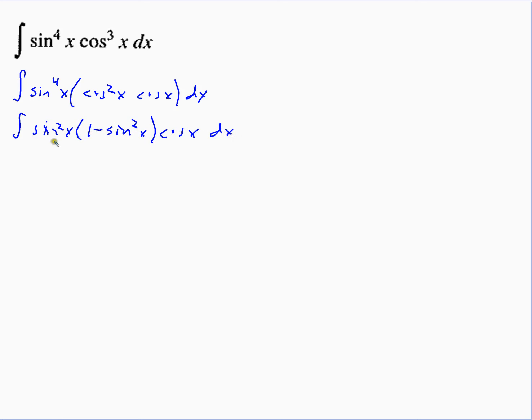And now we'll actually distribute both of these because they're both multiplied by that binomial. And so we get sine squared x cosine x, and then minus sine to the fourth x cosine x dx. And now we can integrate this. And with this one, the main function is a squared function, so we'll say, well, this is 1/3 sine cubed.